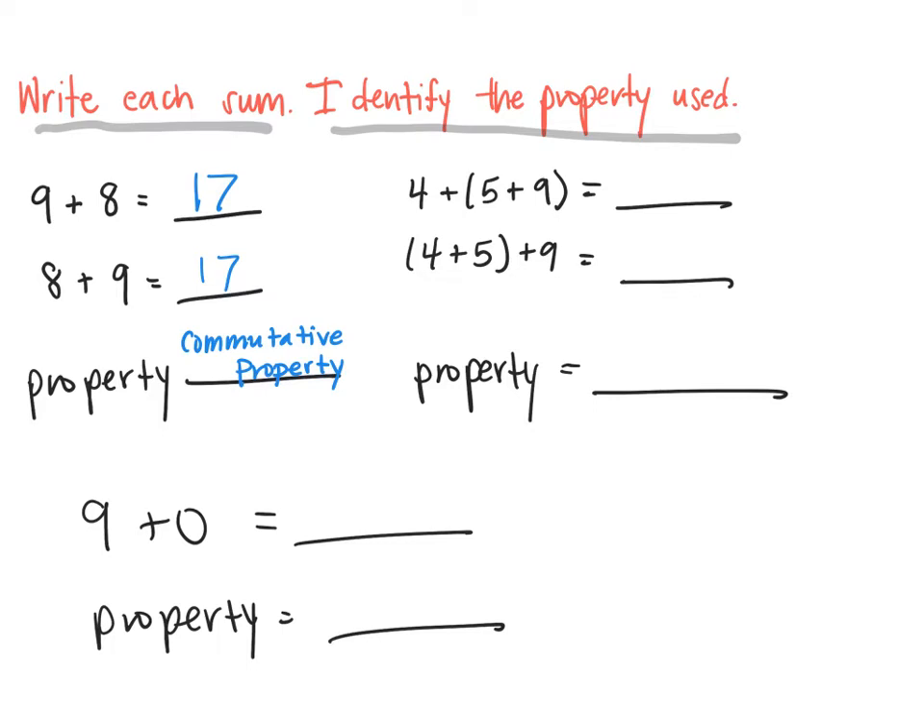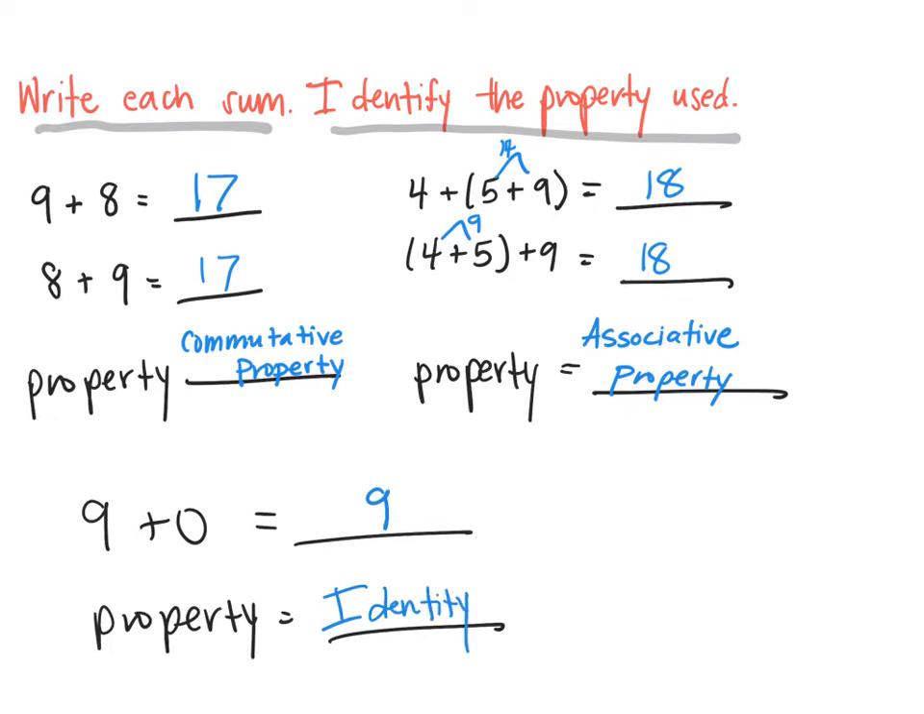All right, using order of operations, 5 plus 9 is 14. 14 plus 4 is 18. 4 plus 5 is 9. 9 plus 9 is 18. For this one, I'm changing the grouping, so I'm grouping the numbers differently, so I know that's the associative property. I didn't change the order, I just grouped them first. All right, the last problem here, 9 plus 0 equals 9, and we know that that's the identity property.